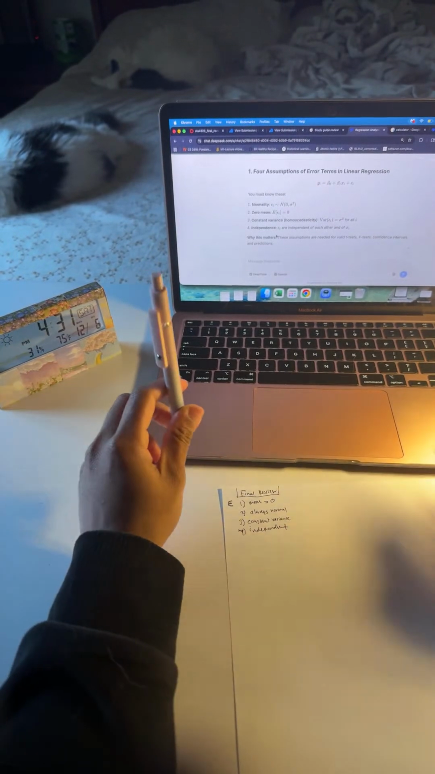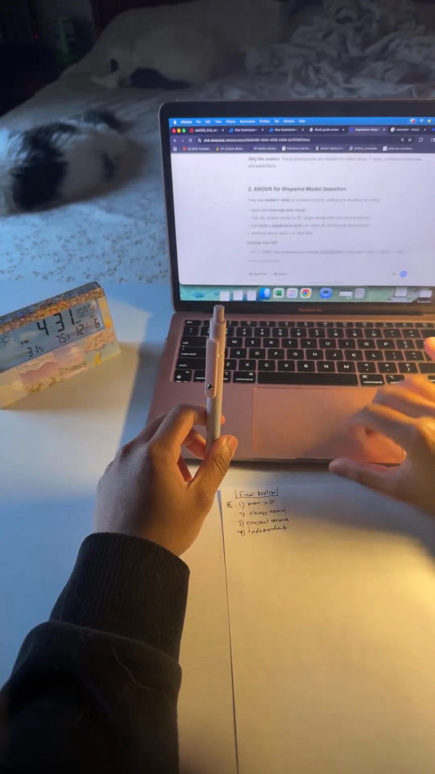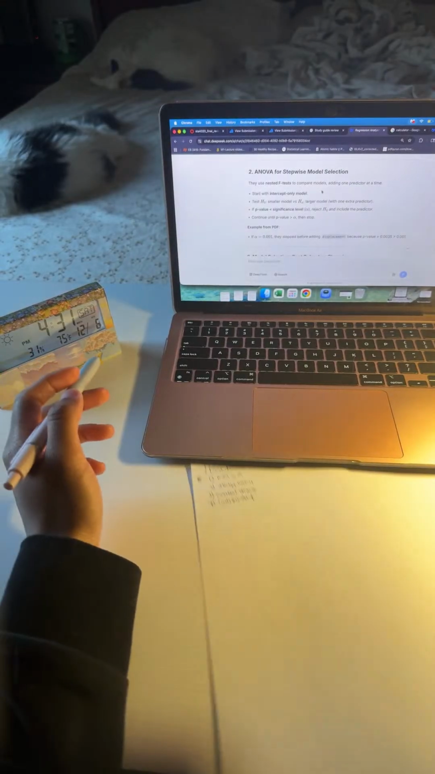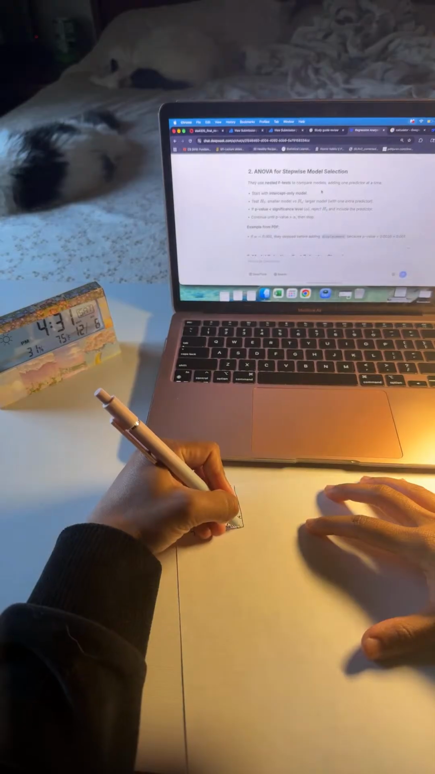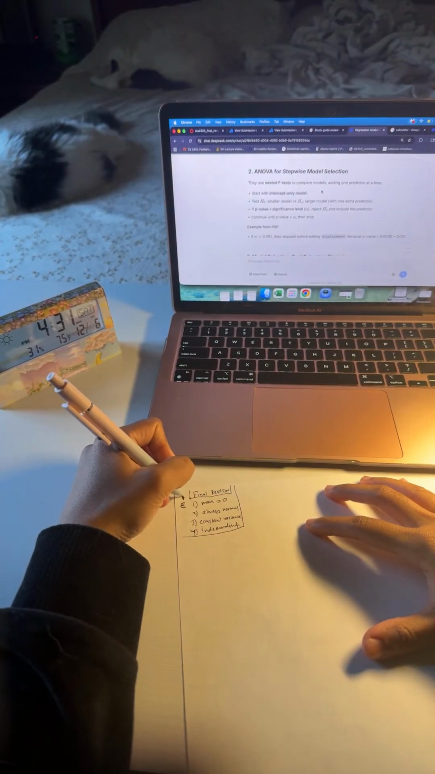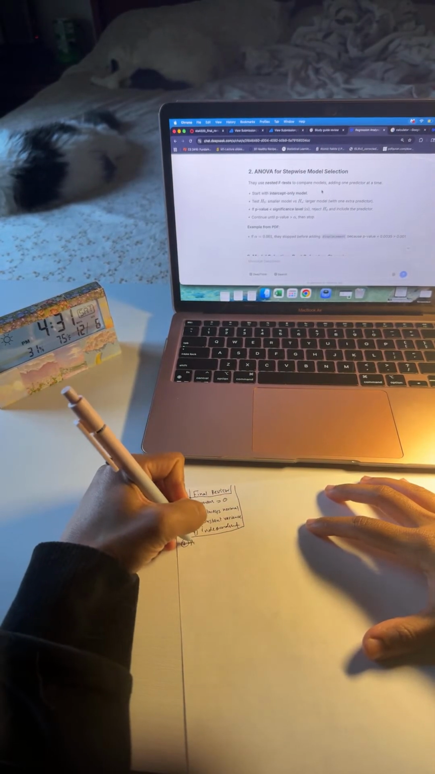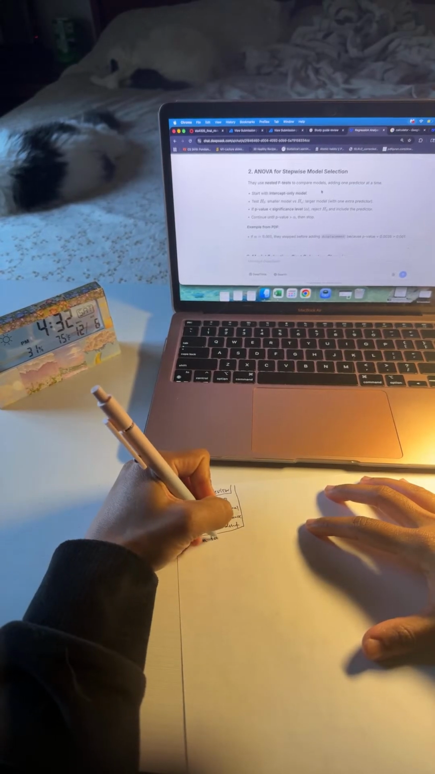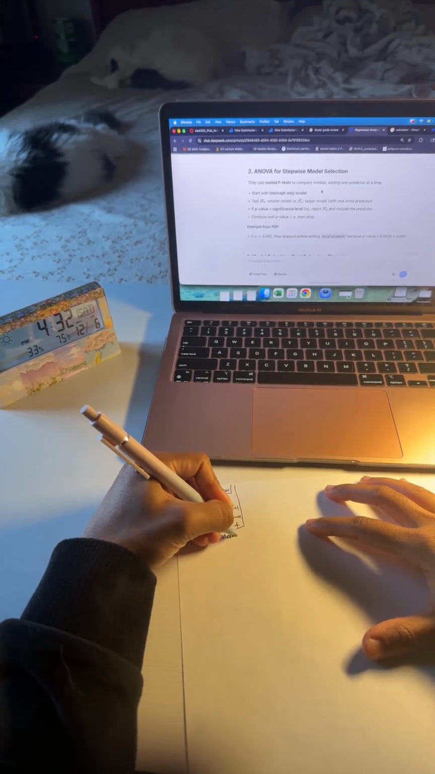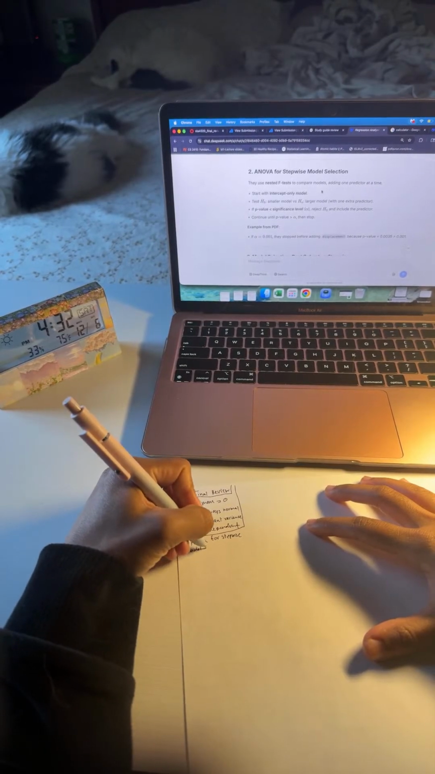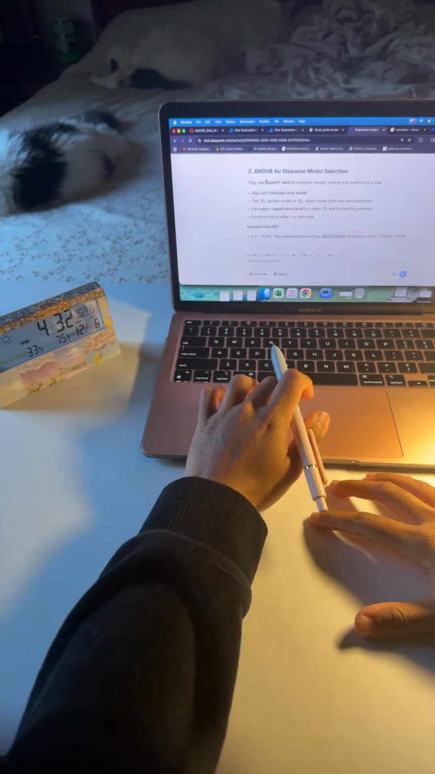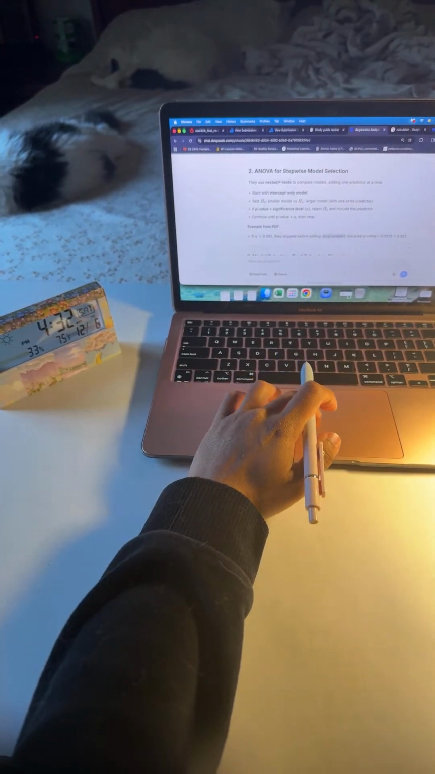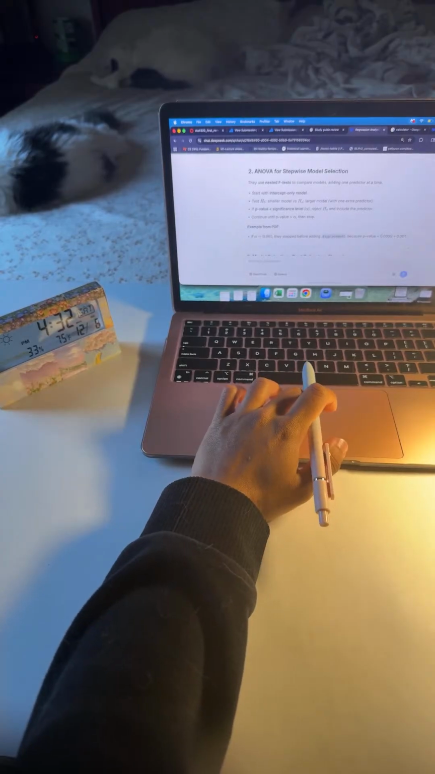Okay, this is concept number 1 down, because I already went over this right here. ANOVA for stepwise model selection. I'm scared, bro. They use nested F-test to compare models, adding one predictor at a time. Start with the intercept only model.